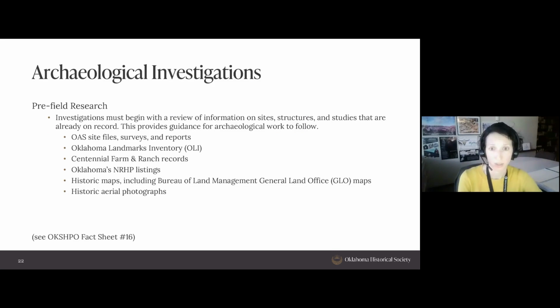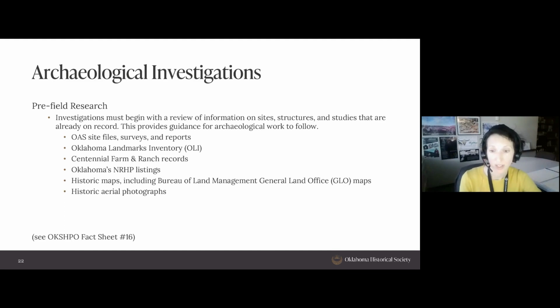Pre-field research. Investigations must begin with a review of known information. What do we already know? Information on sites, structures, and studies that are already on record. This will guide the archaeological work to follow. So you need to look at the Oklahoma Archaeological Survey's site files, surveys, and reports to see what archaeological work has already been done, what sites have already been identified and are known.